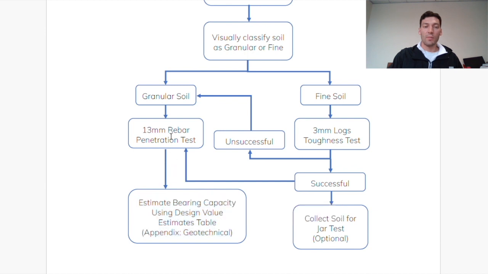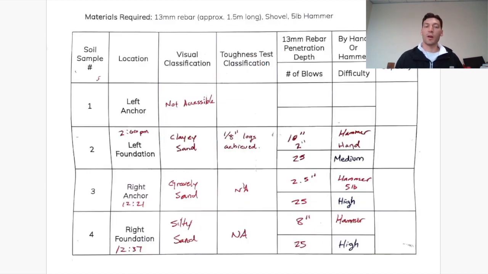So the 13 millimeter rebar penetration test is simply taking a rebar about 1.5 meters long and a 13 millimeter diameter, and that's a half inch. It's also a half inch diameter in the US, and attempting to push that rod into the soil first by hand, just using your body weight and pushing the rebar down. And if that is unsuccessful, if you can't really penetrate into the soil that much using just your body weight, then you take a 5-pound hammer and strike the rebar 25 times and measure the depth of penetration.